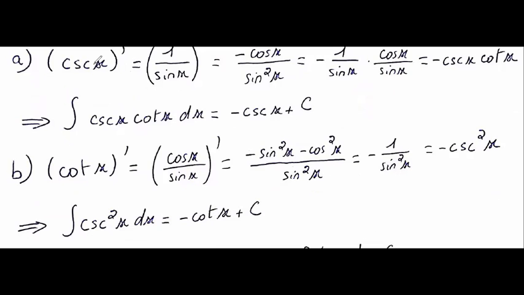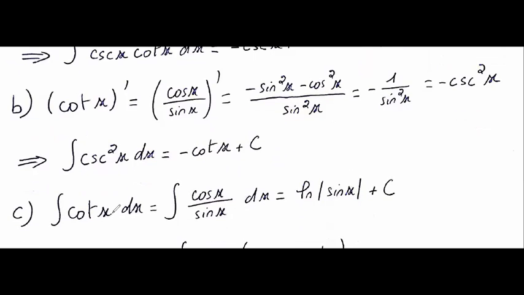Now, as you can see, the formulas for cosecant are the same as secant, but with cotangent and a negative sign. You can compare them together. They're the same formulas, but instead of tangent, I would have cotangent and a negative sign here.